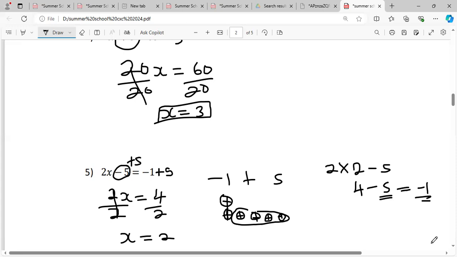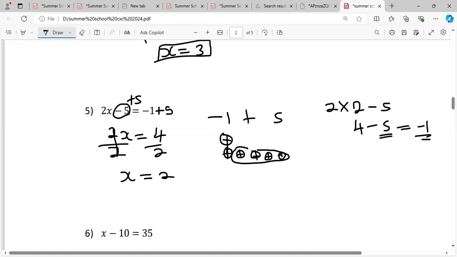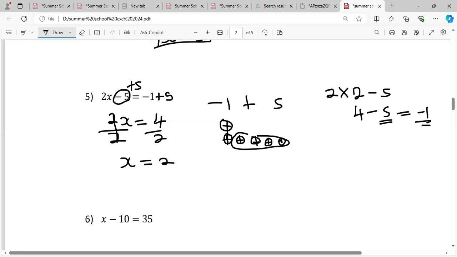All right. So as I was saying, just to give people some time to catch up. My time again, I think. Oh no, here's one more. So you guys can do that one. x minus 10 equals 35. What's the value of x? This one is one step.